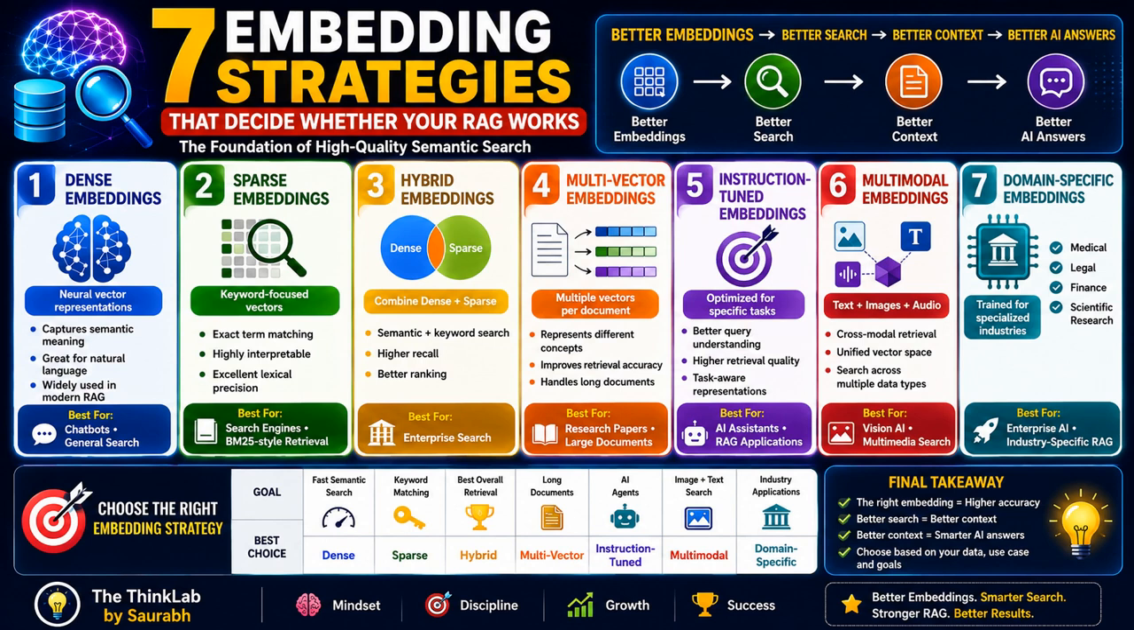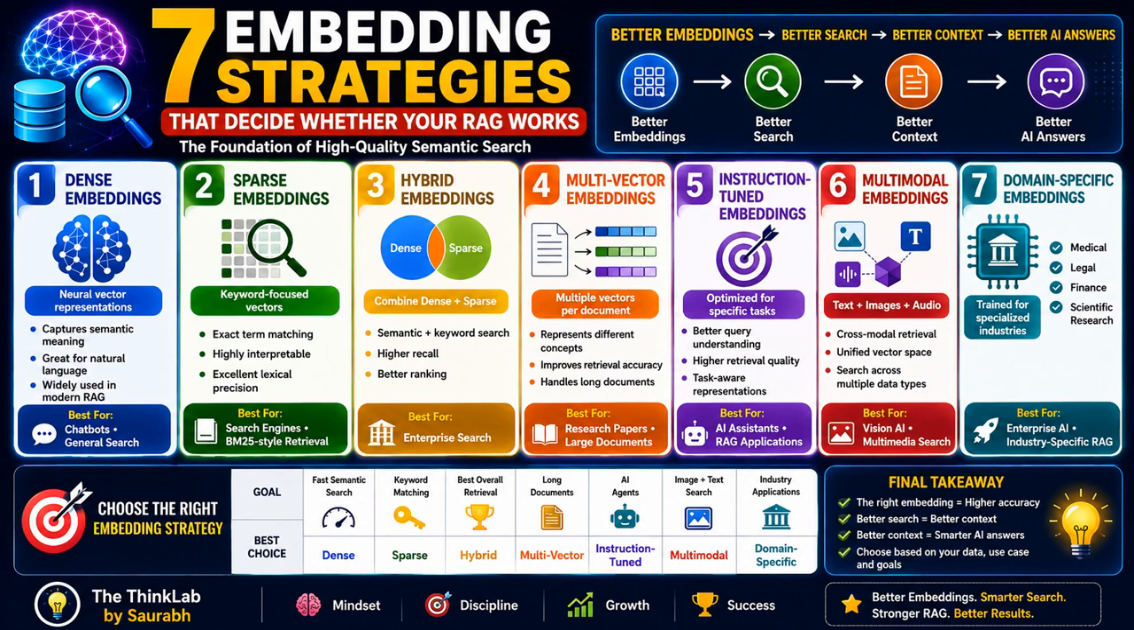So which strategy should you choose, right? If you need general semantic search, use dense embedding. If exact word matching is important, use sparse embedding. If you want the best overall performance, choose hybrid embedding. For long documents, multi-vector embedding is a great option. For AI assistants and production systems, instruction-tuned embedding performs very well. If your application uses text, image and audio together, choose multimodal embedding. And if you work in the healthcare, finance, legal or research domain, domain-specific embedding will give you the highest accuracy.